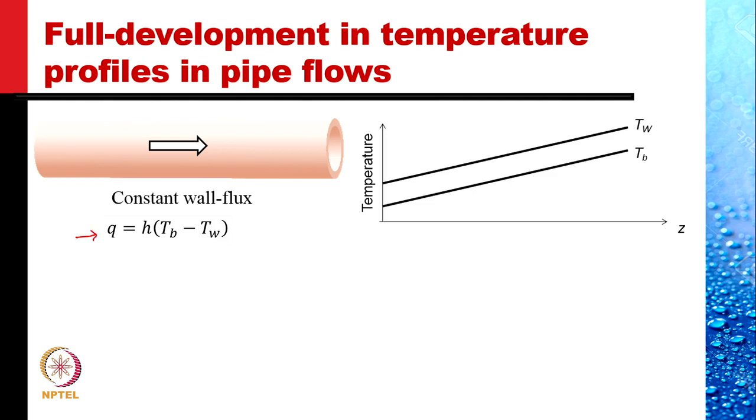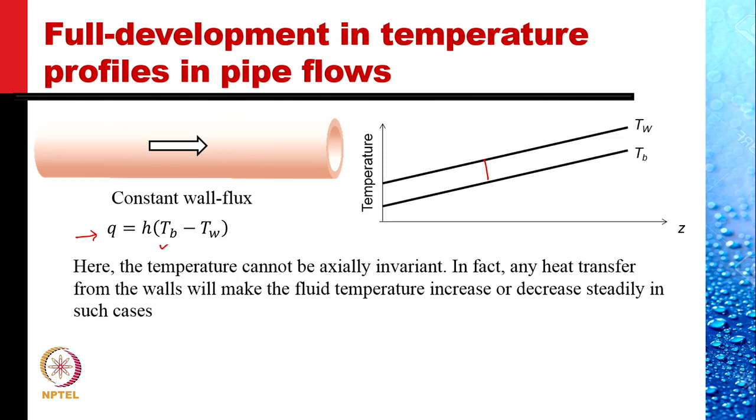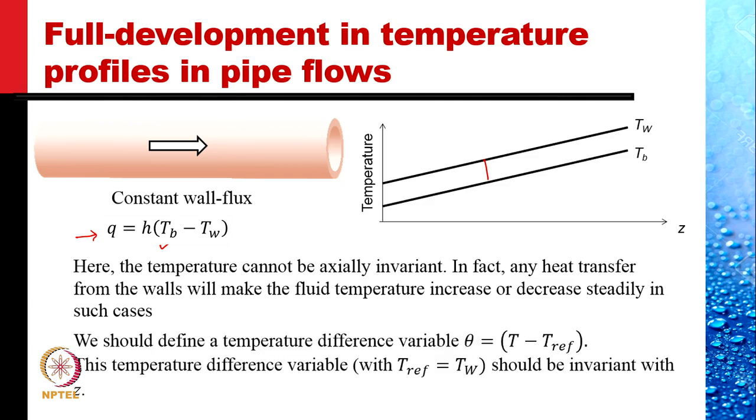And from this equation we get, if Tb is increasing at a constant rate, Tb minus Tw should also be constant, and because of this then Tw must also be increasing at a constant rate. This difference of temperature, Twall minus Tb, should be constant with Z. So when we look at this picture, it is not the temperature that is invariant with the Z, but the temperature difference Tw minus Tb that is invariant with the Z direction. So any heat transfer from the wall will make the fluid temperature increase or decrease steadily in such cases. We could define a temperature difference variable theta equal to T minus T reference. The temperature difference variable with T reference equal to Tw should be invariant with Z.